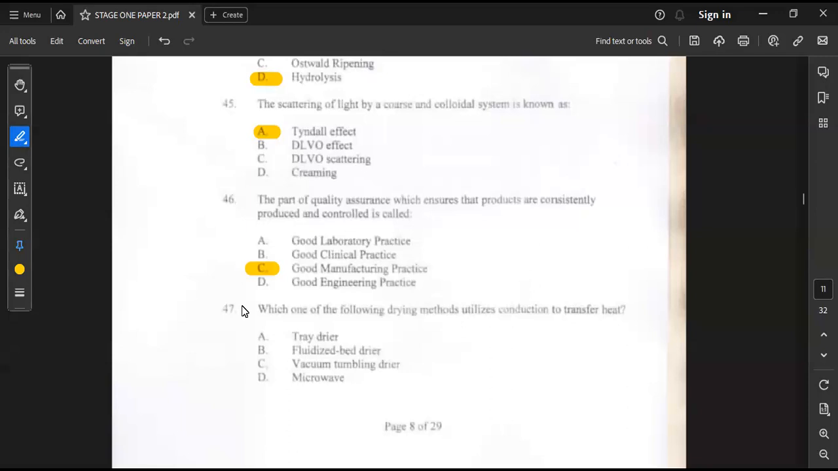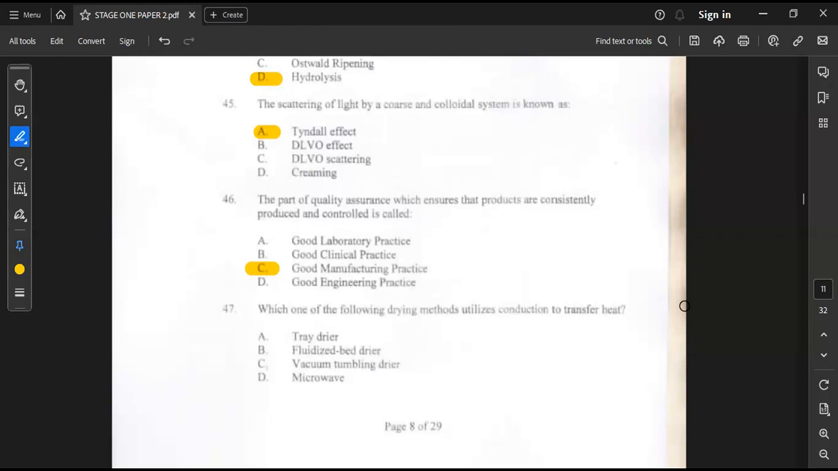Someone says we go with C, vacuum tumbling dryer. For example, a rotary cone vacuum dryer uses conduction as the main mode of heat transfer, while a freeze dryer uses sublimation as the mode of heat removal.